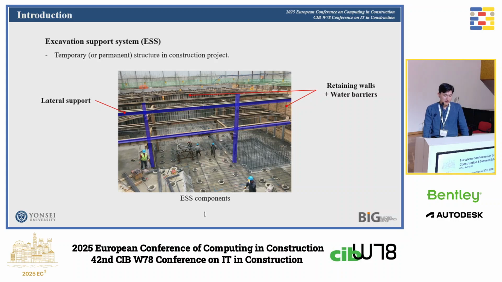Some of you may be unfamiliar with an excavation support system. An excavation support system is a system that protects the construction site and prevents the inflow of soil and underground water. It typically consists of three main components: retaining wall, water barriers, and lateral supports. From this point on, I will refer to excavation support system as an ESS, an abbreviation. In this presentation, I'd like to introduce a method that supports the design process of an ESS.